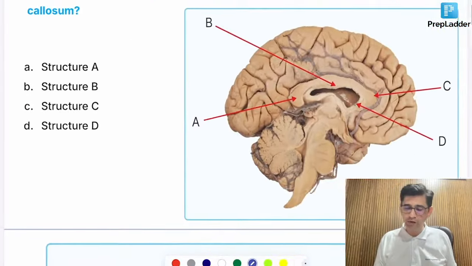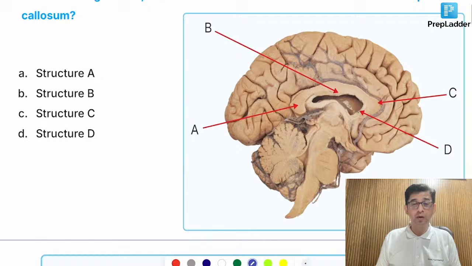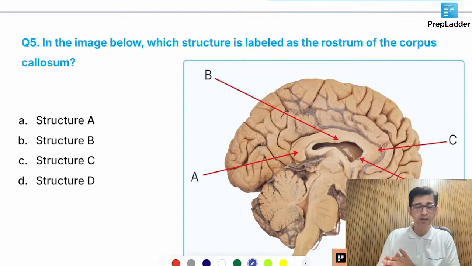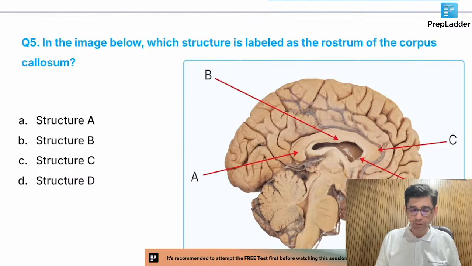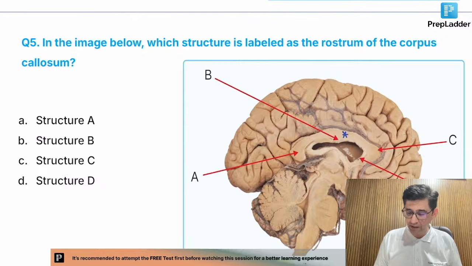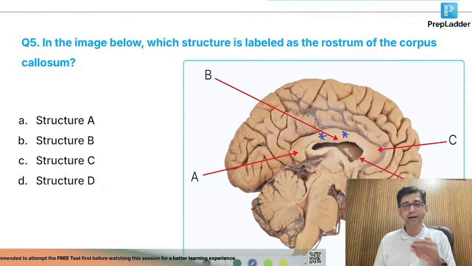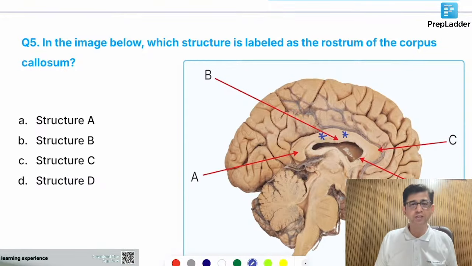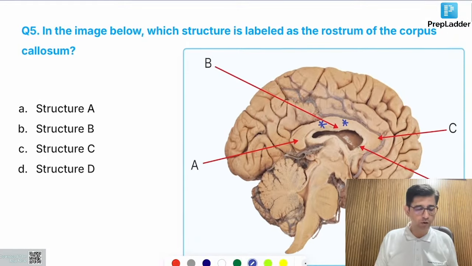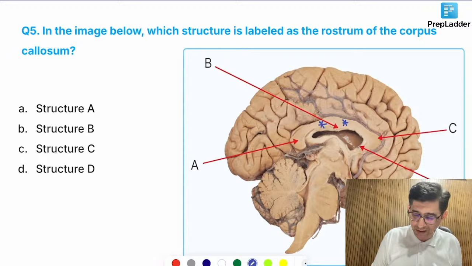Okay, guys, now we have a question which I think is more of an FMG kind of question. This has been asked in the FMG exam. They always love to ask about the corpus callosum. That's the anatomical structure that connects the left and the right cerebral hemispheres. And all you need to do is figure out the rostrum of the corpus callosum. So let's look at your answers for this one.